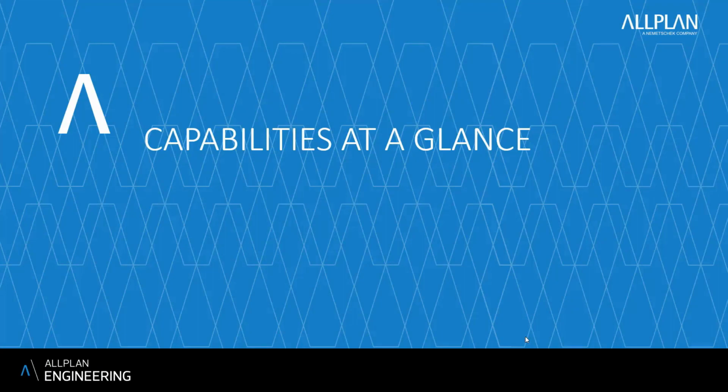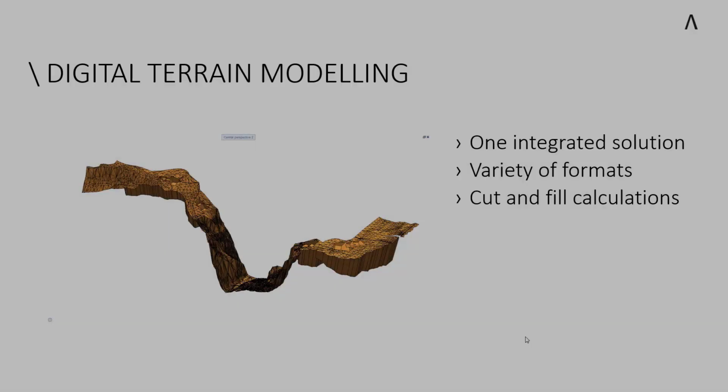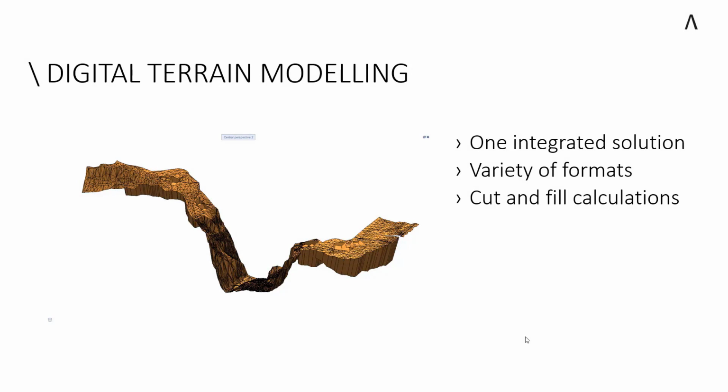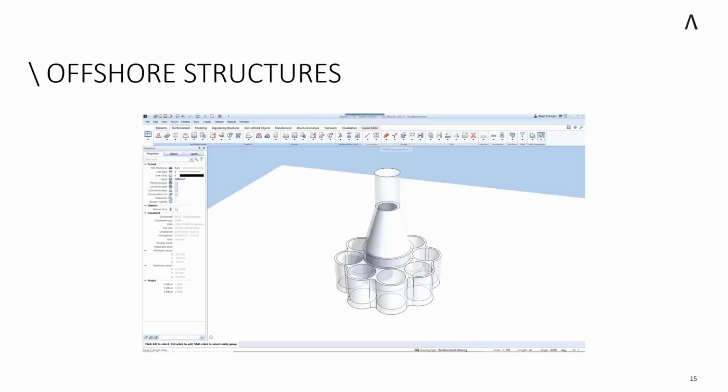So let's have a quick look at some of the capabilities of Allplan. Something that is really quite important when we consider any engineering aspect, particularly if it's going to be based on water and marine, for instance, is that we need to be able to understand where the terrain is and where it needs to go. Offshore structures is quite a specialized area of marine and water engineering.